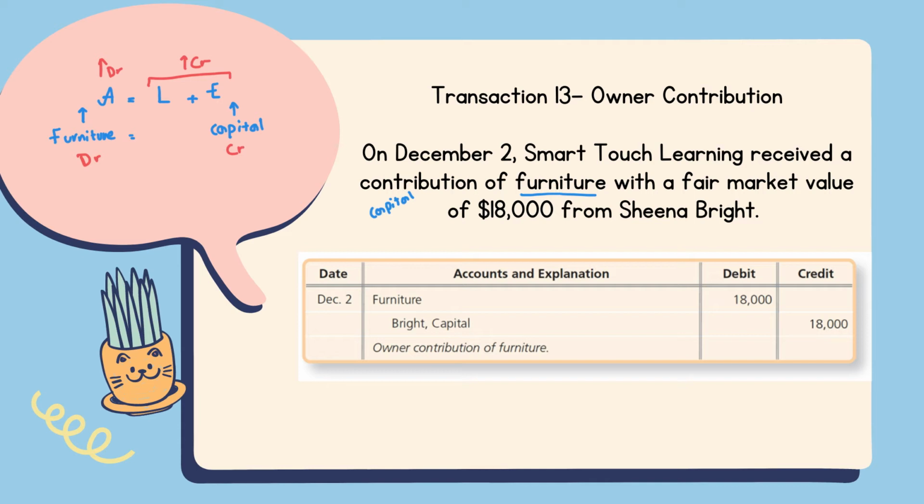So we're gonna start with the debit account first. So furniture will be in the debit. In the credit, I'm gonna leave a space, then I'm gonna write capital. As you can see, Bright is the owner name.